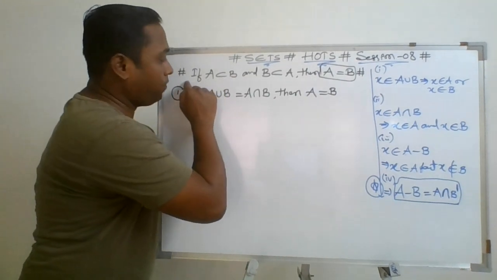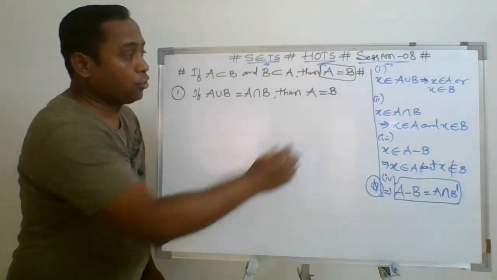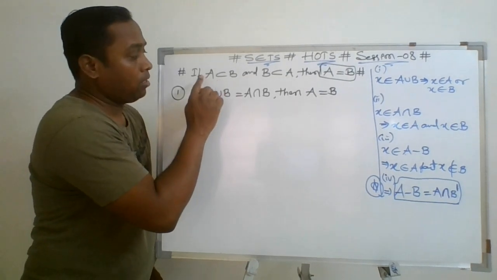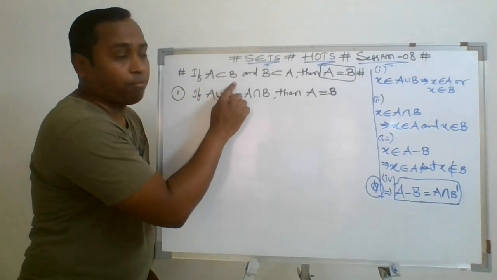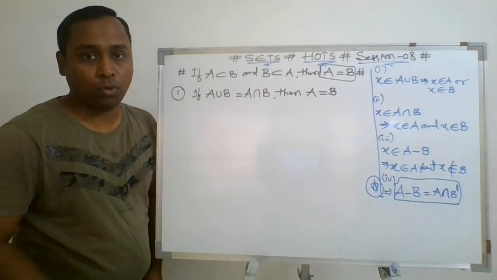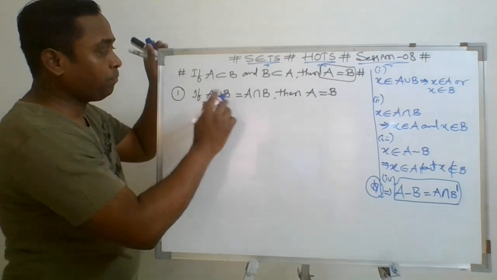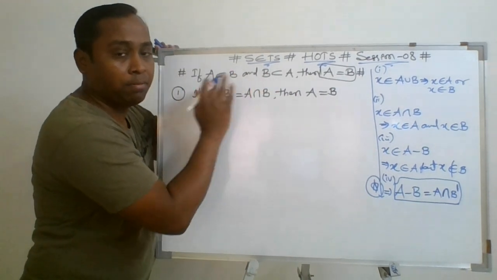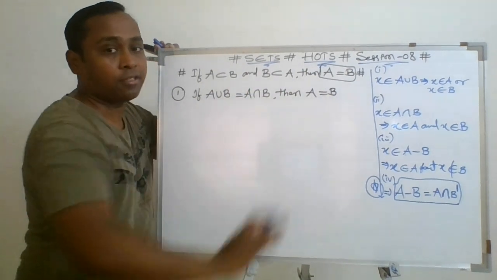To prove any two sets are equal, what is the thing to be proved? A must be a subset of B, and B must be a subset of A. So I am explaining the methodology to proceed with this type of question. First I will prove A subset B, then I will prove B subset A, then by the definition I can say that A is equal to B.